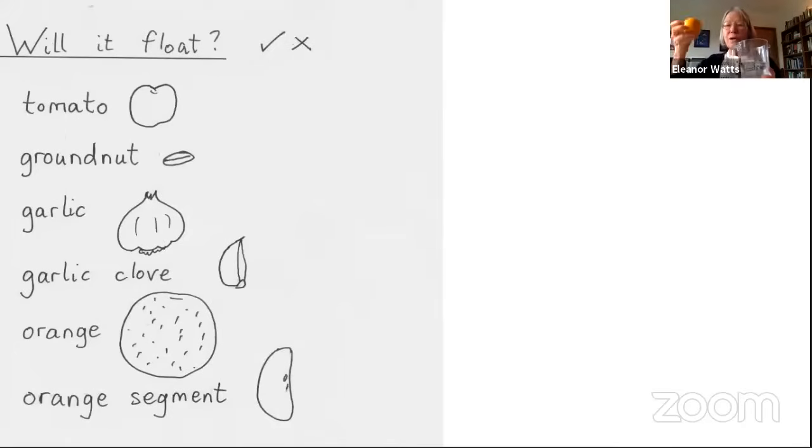Orange. Anjana, what's going to happen? The orange is big, so I think it'll sink. Okay. And what about you, Priya? Yes, it will sink. And Smitha? I think it will float. Okay, so let's see. Oh, it sank and then it floated. So again, the minority was wrong.